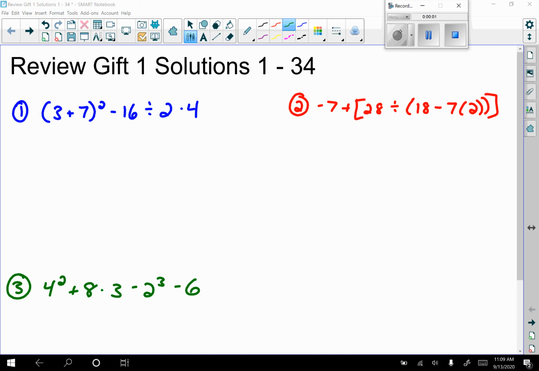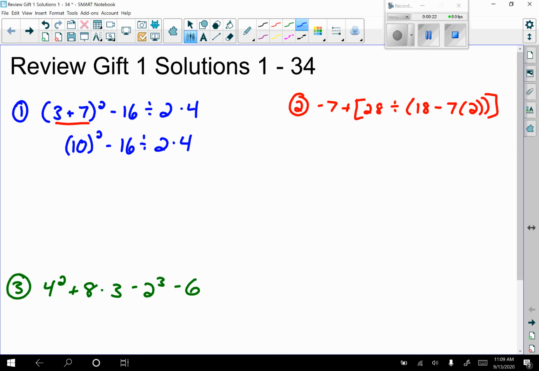Here are the step-by-step solutions to problems 1 through 34 off of Review Gift 1. All right, so the first three were order of operations. So for number 1, the first thing we want to do is add what's inside the parentheses here. So we're going to get 10 squared, copy down everything else.